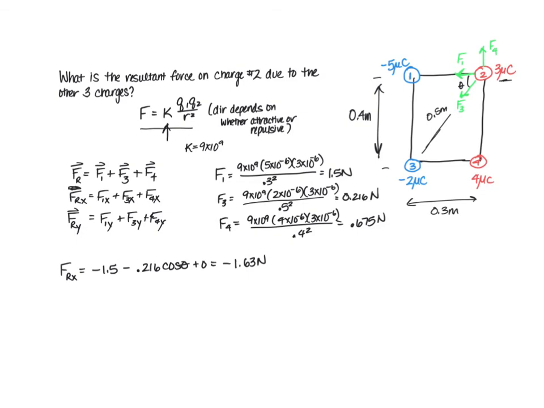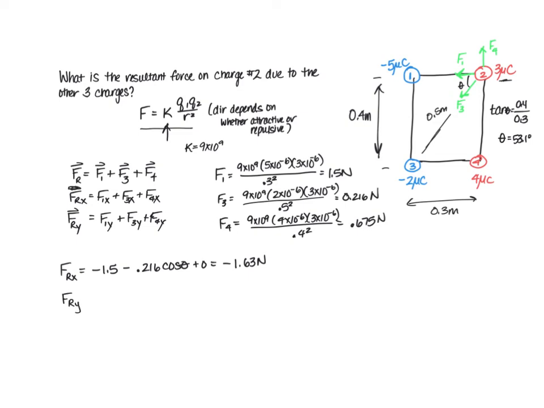Now, just as an aside, how would I find this angle theta? I'm just going to do it right here. I could say that the tangent of theta is equal to the opposite, which is 0.4 meters, over the adjacent side. And if I take the inverse tangent of that, I get an angle of 53.1 degrees. So now you know what that angle is.